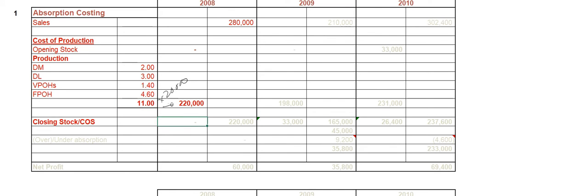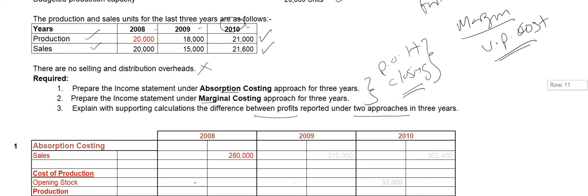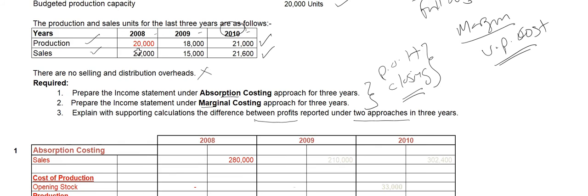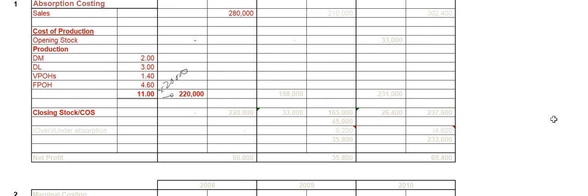There are no closing stocks because whatever the production, the entire amount has been sold. 20,000 has been sold. So therefore there is no closing stock. So the closing stock will be 0. Therefore opening stock plus production minus closing stock will be your cost of sales. Cost of sales is how much? 220,000.